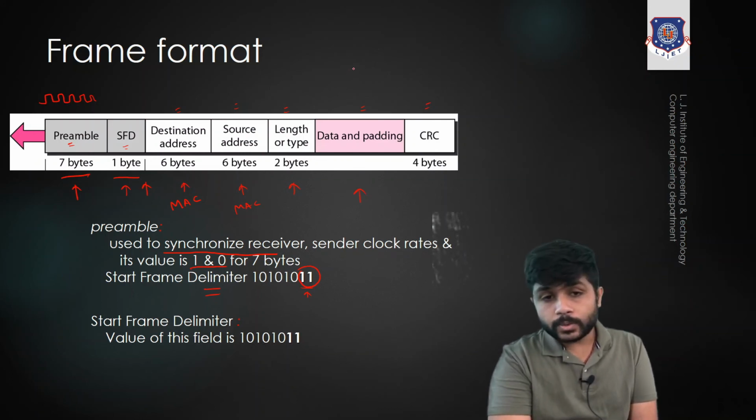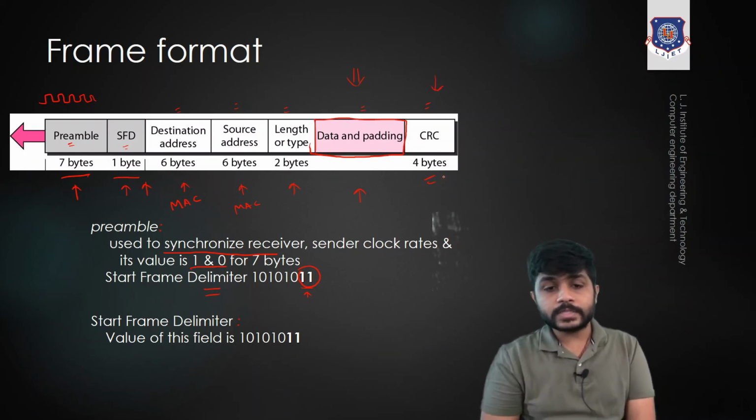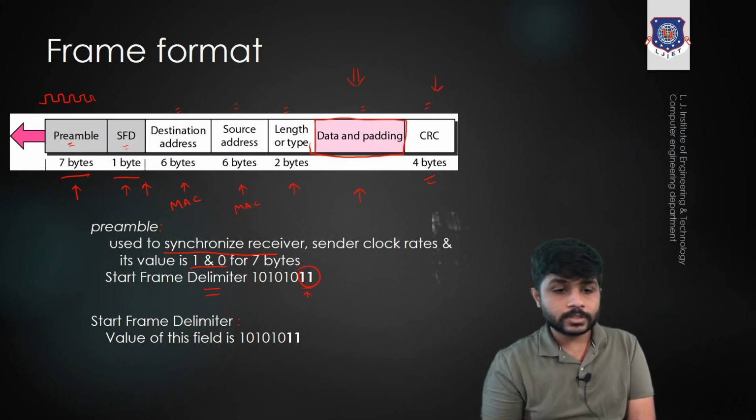We just saw that when the data is received from the upper layer, it will be encapsulated in the frame, in the data and padding. And the last one is the CRC. The size of the CRC is 4 bytes and it is used for cyclic redundancy check.